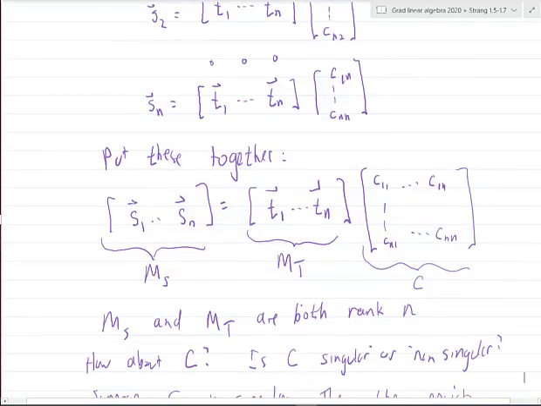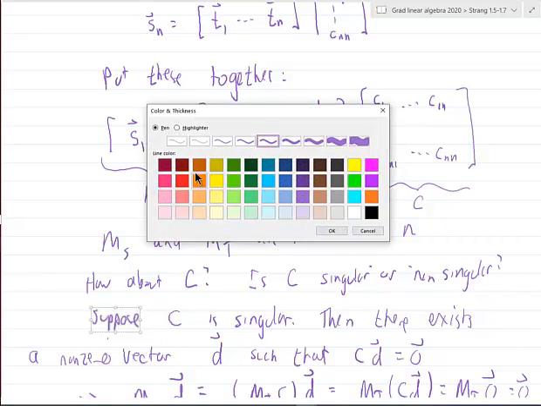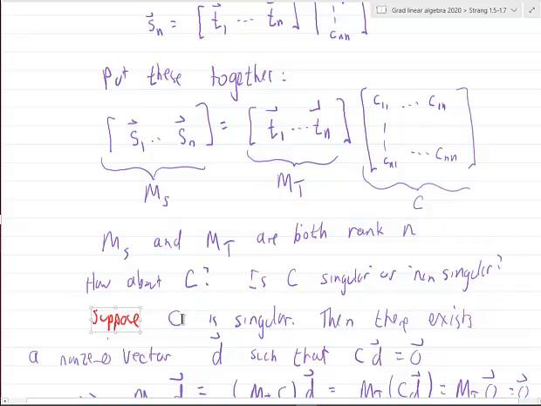All right, so let's go and suppose. So we're going to prove by contradiction. That's what this supposes. This is proof by contradiction. Suppose C is singular. If C is singular, what does that mean? Well, that means it has a null space. That means there's a homogeneous solution. That means there exists a non-zero vector, D, such that CD equals 0. That's one of the equivalent conditions of C being singular. It has a homogeneous solution.